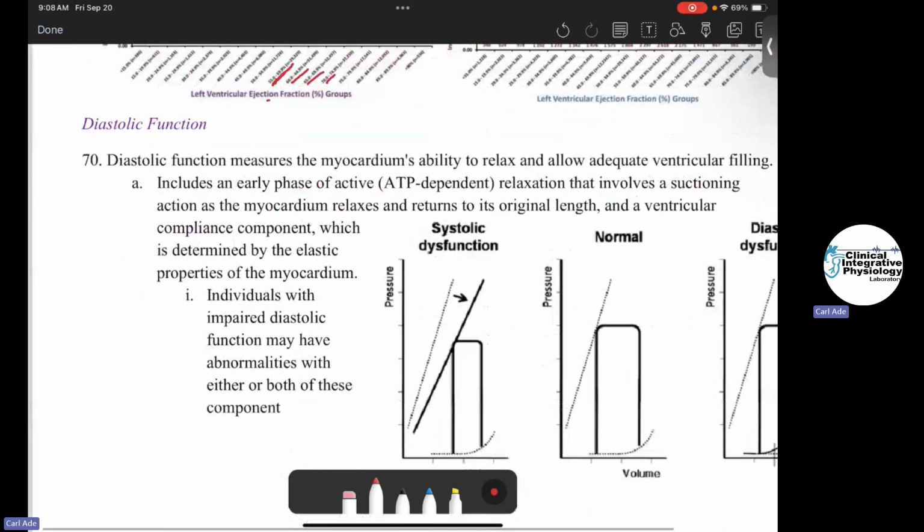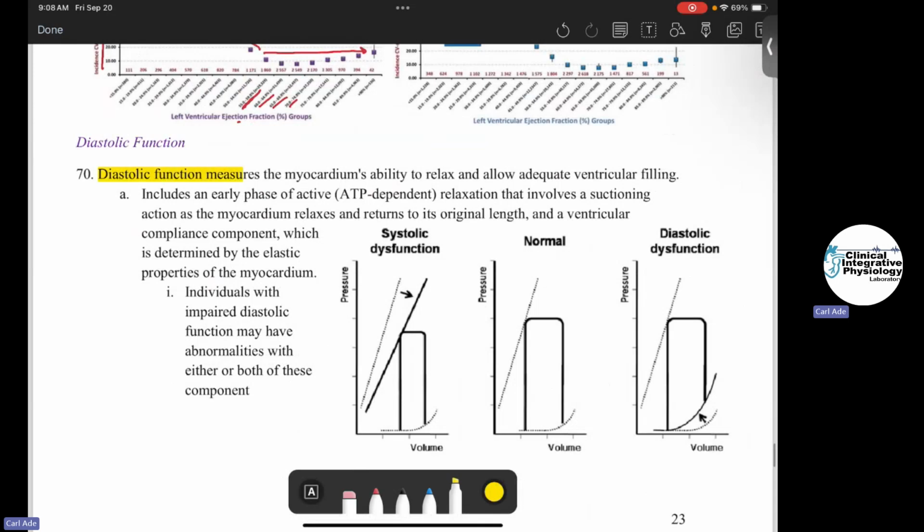What about diastolic function? Diastolic function, again, is how well the left ventricle relaxes in diastole. It has to relax and fill. This includes the early phase of more active, ATP-dependent relaxation, where we're using the pumps to get the calcium out. We get actual suction, pulling blood in, and then also the involvement of the elastic properties of the myocardium. All of these dictate how well that LV fills.